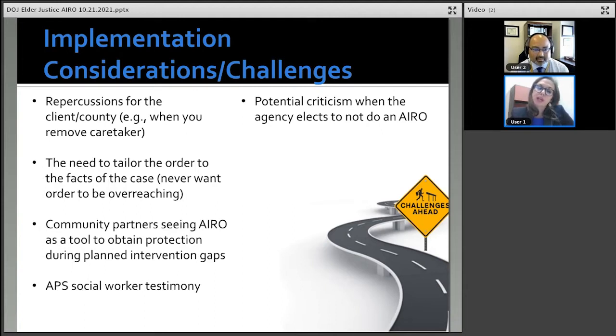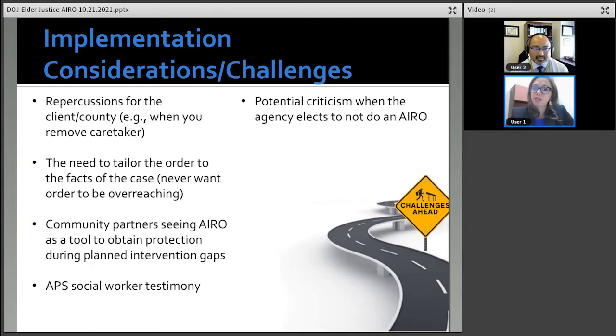And then finally, we have an active community. We have lots of community partnerships. We have lots of different multidisciplinary team meetings that we have in Riverside County. And sometimes, ultimately, because we're the ones filing the petition, APS has the ultimate decision on whether we're going to use the AIRO or not. At the beginning, there were a couple of cases that were really tough where other agencies were recommending use of the AIRO, and we decided not to. And so we faced some criticism: why aren't you using this tool that's at your disposal?